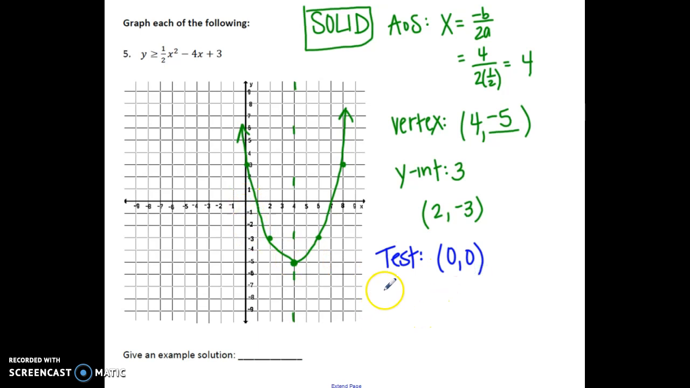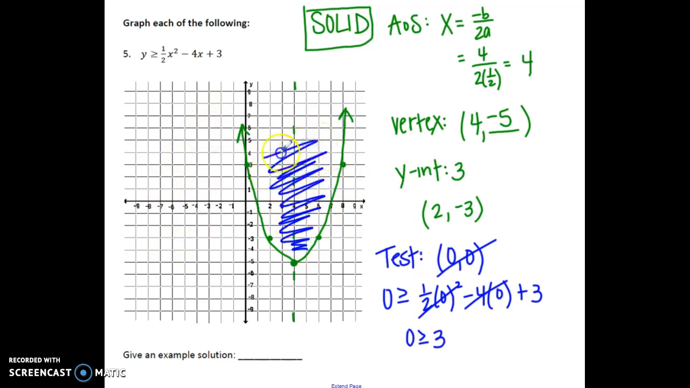If I plug in 0, we're going to get 0 is greater than or equal to 1/2 times 0 squared minus 4 times 0 plus 3. All of these times zeros cancel. So we basically are left with 0 is greater than or equal to 3. We know that that's not true, which means that (0, 0) is not a solution. So we're not going to shade out here where (0, 0) is. Instead, we're going to shade inside the parabola here.